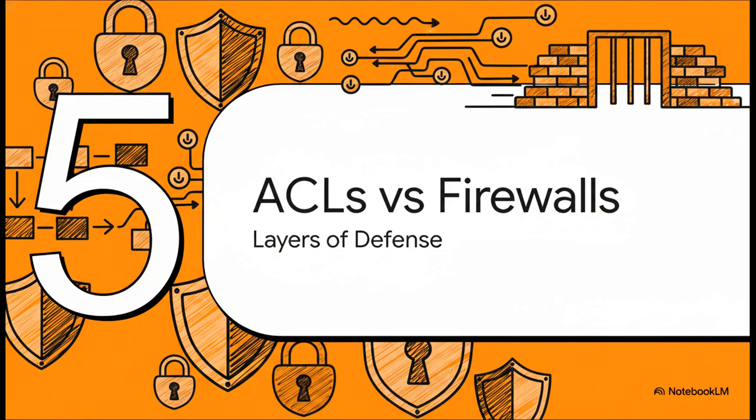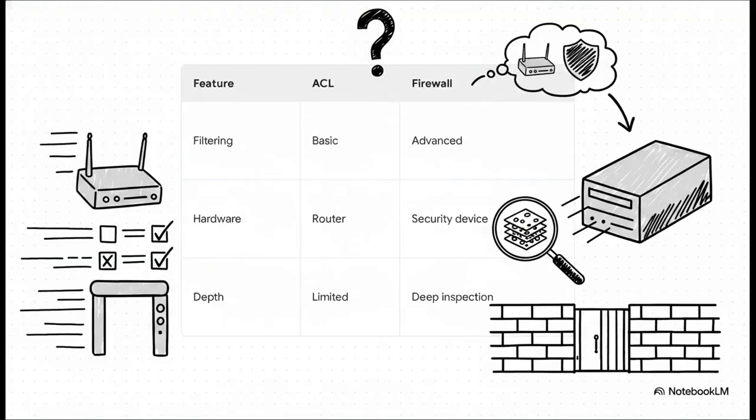Finally, Section 5. ACLs versus firewalls. A question that comes up all the time is, if I have an ACL, do I even need a firewall? Well, yes. While ACLs provide basic filtering directly on the router and process incredibly fast, firewalls are dedicated security devices providing deep packet inspection. They look deep inside the packet, not just at the headers.